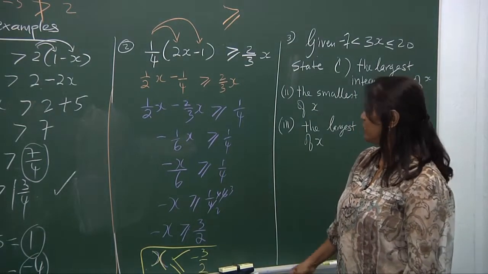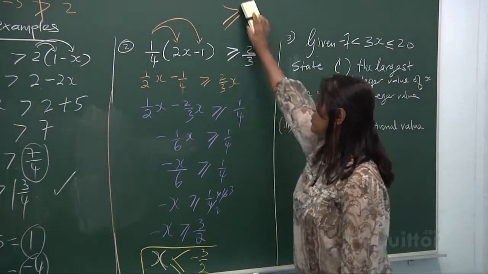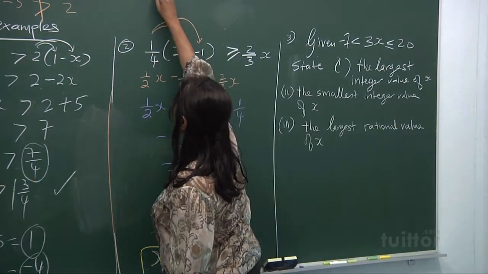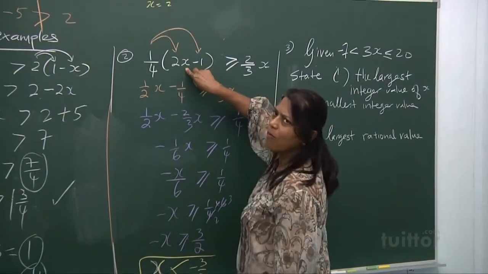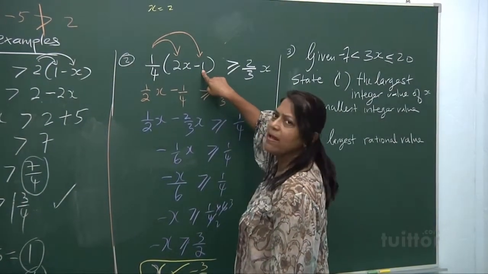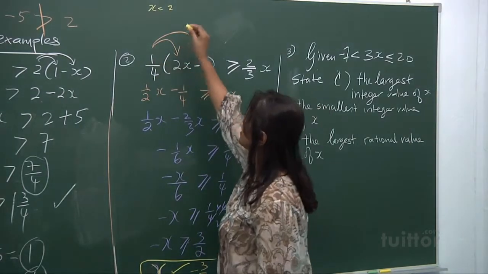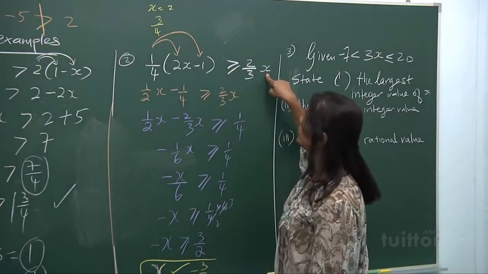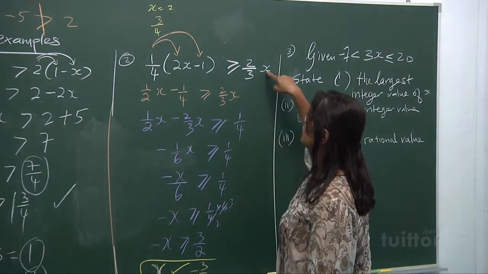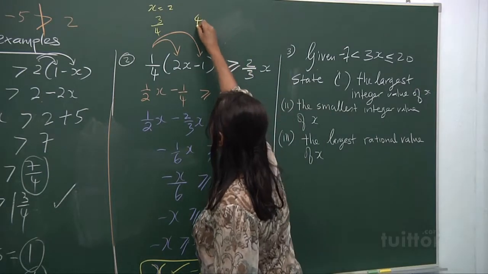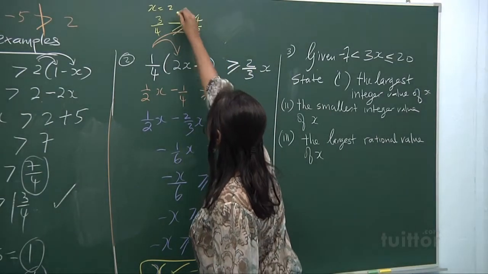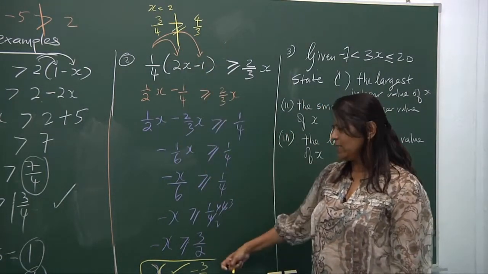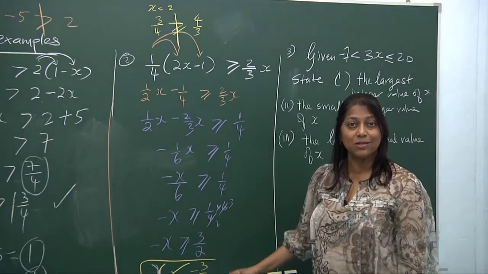I want to defy it, so I take x as 2. Let x be 2. Let's see if this condition is satisfied. X is 2, so this is 4. 4 minus 1 is 3. 3 times 1/4 gives 3/4 here. X is 2, so 2/3 times 2 gives 4/3. Is this satisfied? No way. This is smaller than this because it did not satisfy the condition.